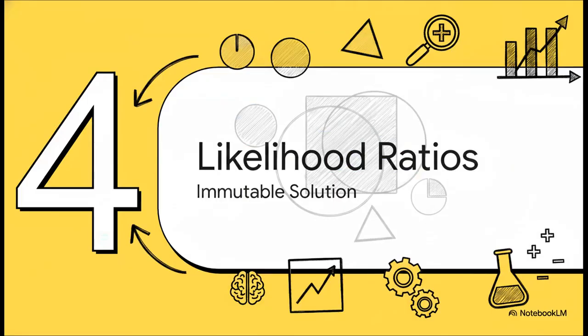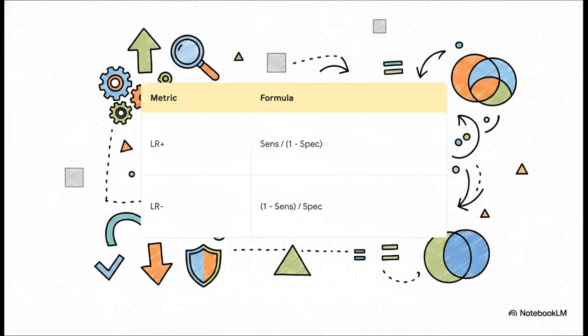All right, Part 4, the power of likelihood ratios, the immutable solution. So, advanced clinical reasoning relies on likelihood ratios. These ratios represent a pure fusion of a test's inherent sensitivity and specificity. Let's break down the math real quick. The positive likelihood ratio is calculated by dividing the true positive rate, or sensitivity, by the false positive rate, which is 1 minus specificity. Meanwhile, the negative likelihood ratio is calculated by dividing the false negative rate, which is 1 minus sensitivity, by the true negative rate, or specificity.